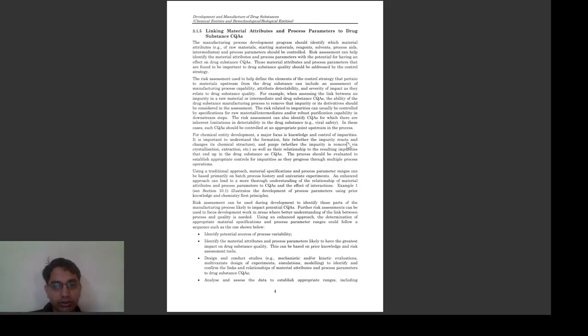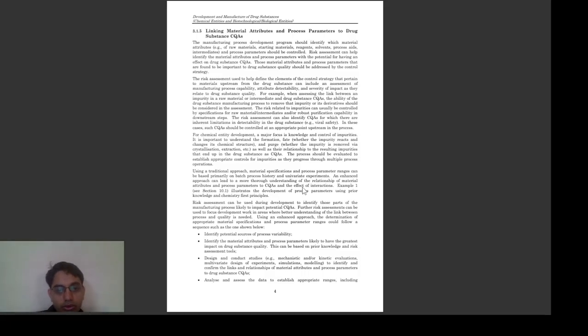That is, whether the impurity reacts, changing its chemical structure, and the purge, whether the impurity is removed through crystallization or extraction, as well as their relationship to the resulting impurities that end up in the drug substance. The process should be evaluated to establish appropriate controls for the impurities through multiple process operations, using a traditional approach of material specifications and process parameters.